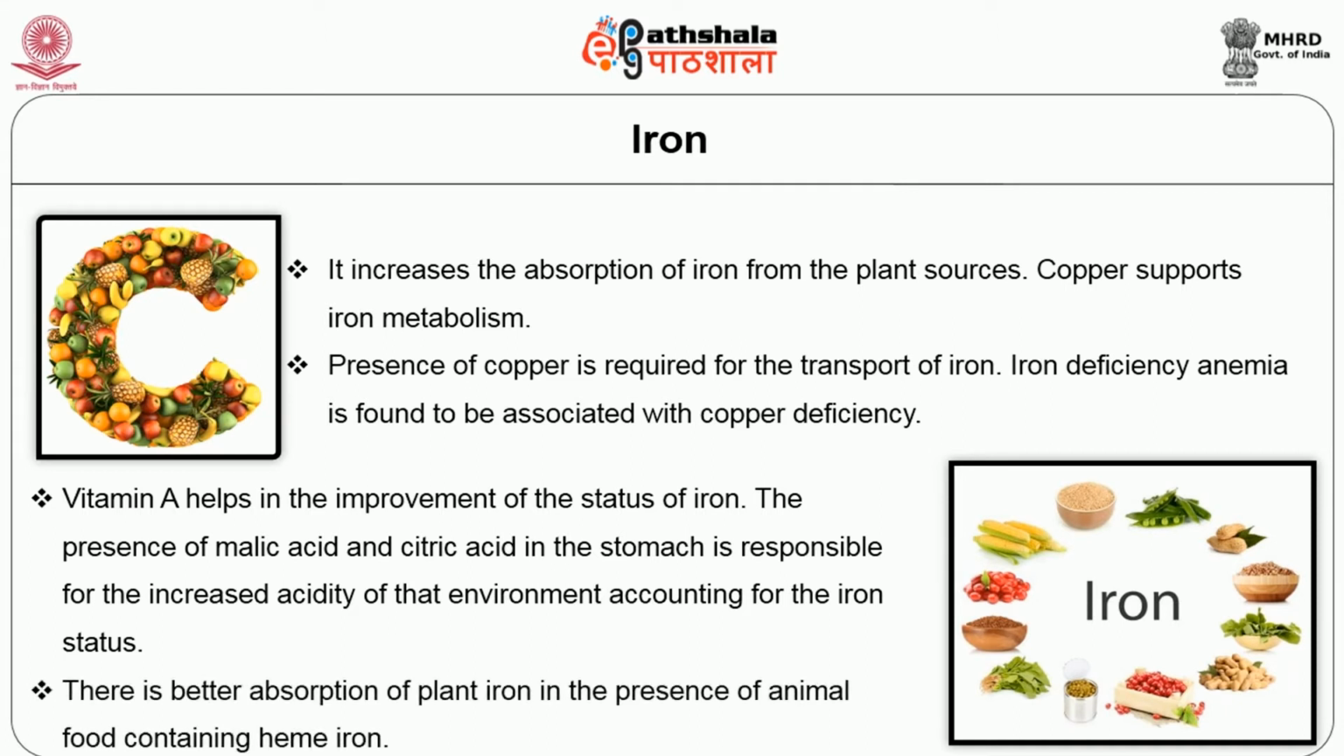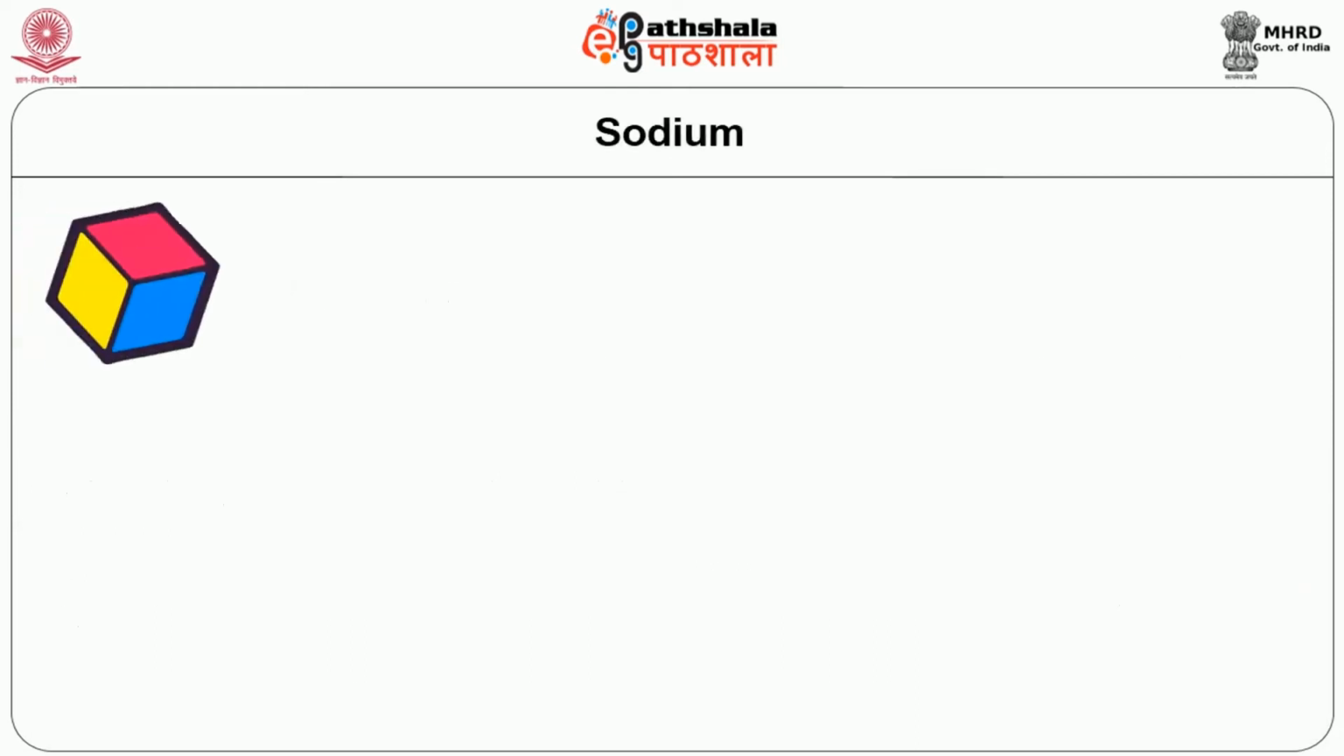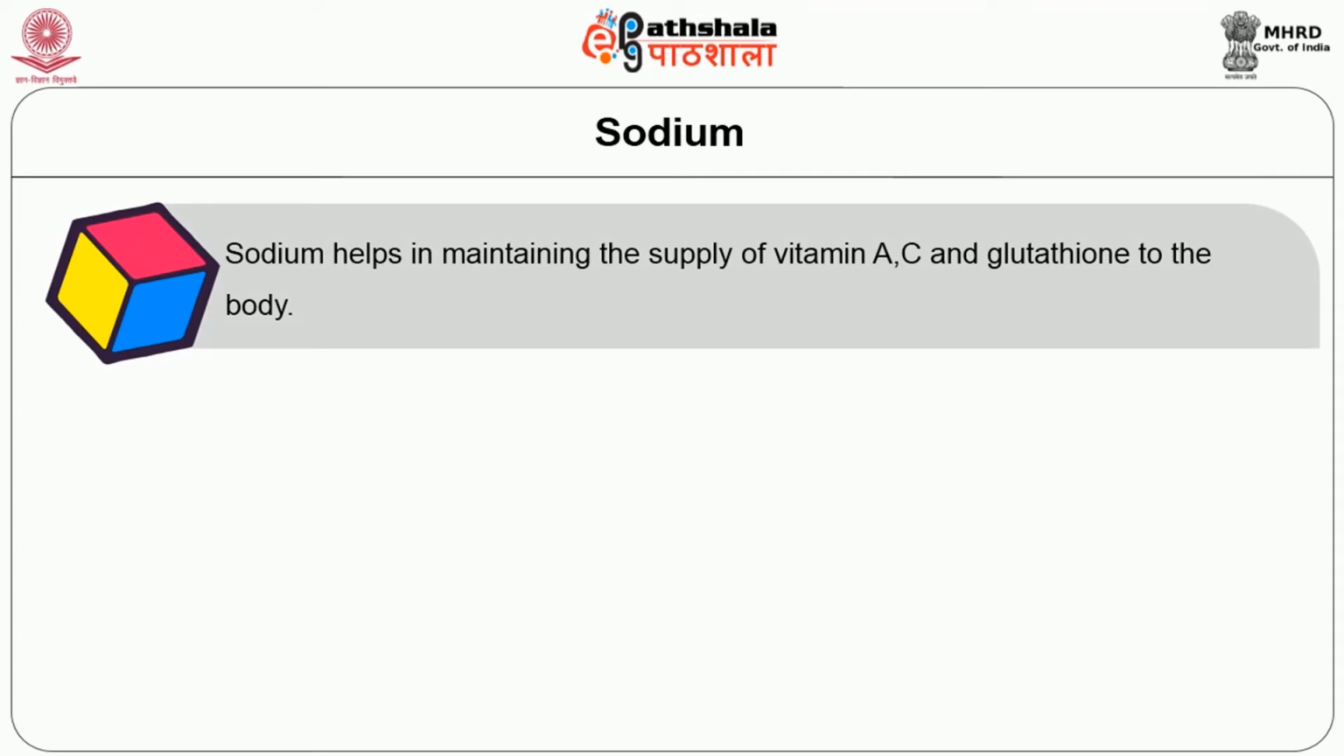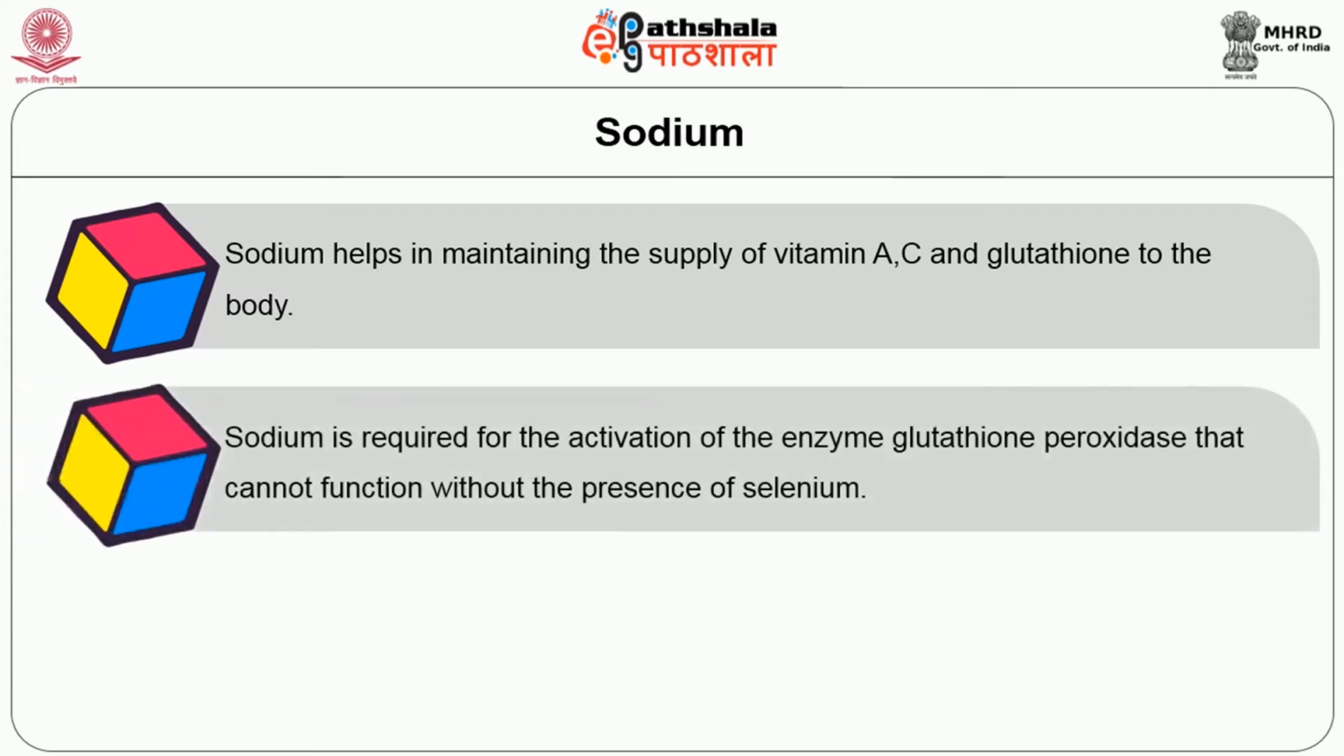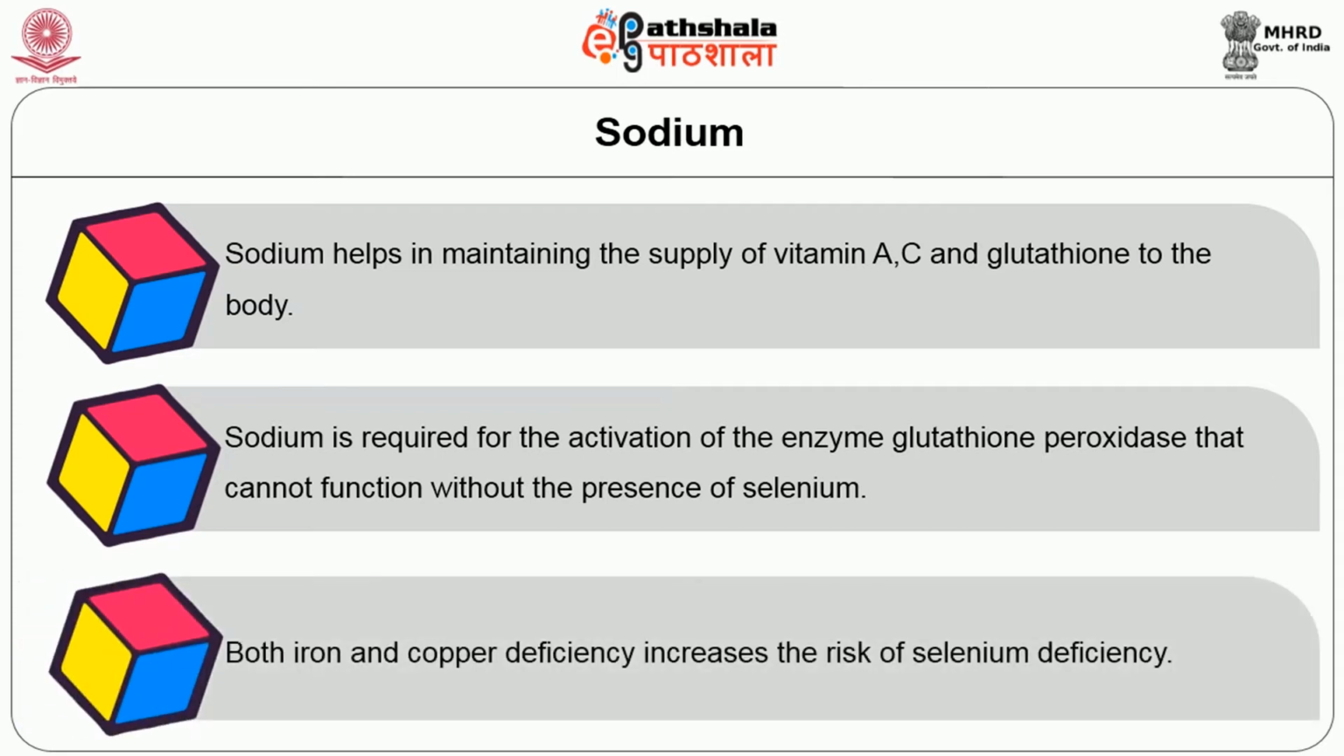There is better absorption of plant iron in the presence of animal food containing heme iron. Sodium. Sodium helps in maintaining the supply of vitamin A, C and glutathione in the body. Sodium is required for the activation of the enzyme glutathione peroxidase that cannot function without the presence of selenium. Both iron and copper deficiency increases the risk of selenium deficiency.